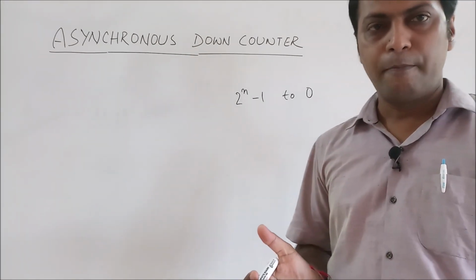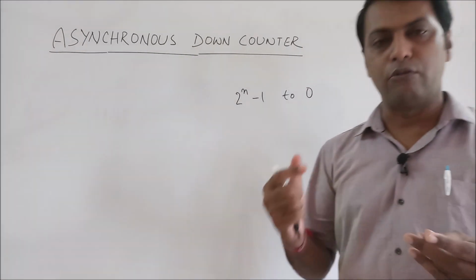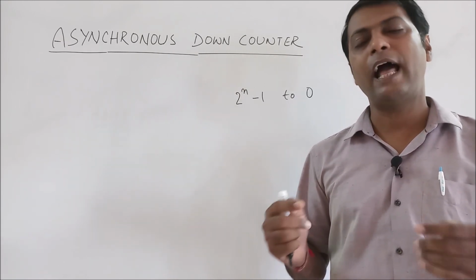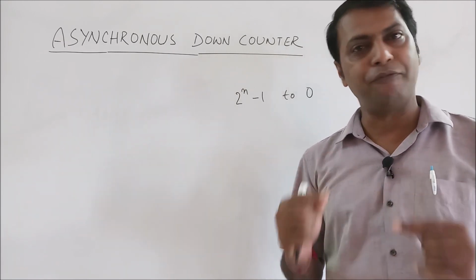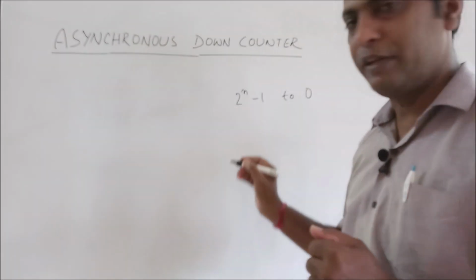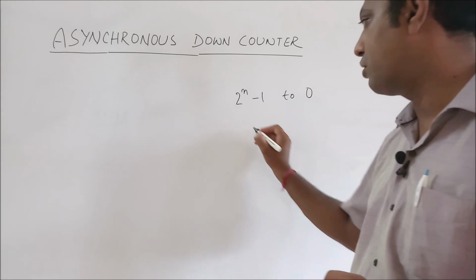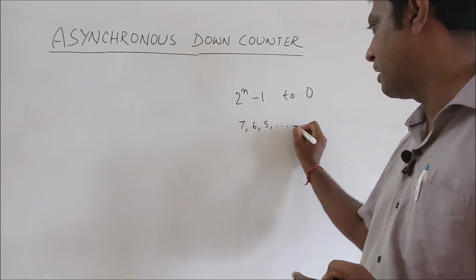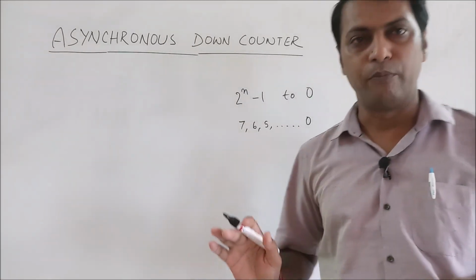That means if we wish to count mod 8, then we have to take 3 flip-flops, because 2 to the power 3 is equal to 8. With 3 flip-flops, it will start counting from 7, 6, 5 and so on up to 0.